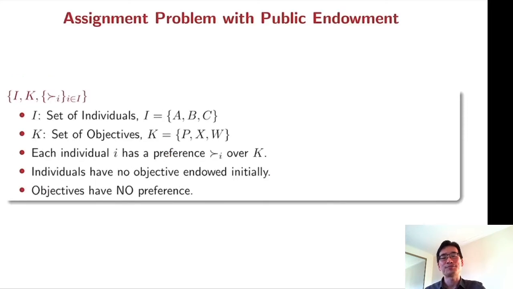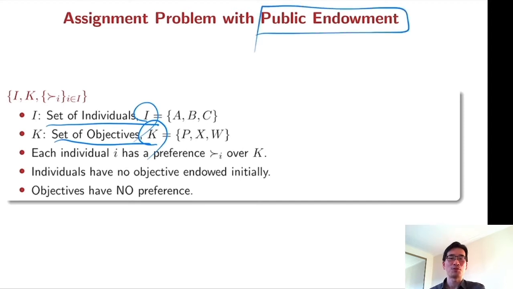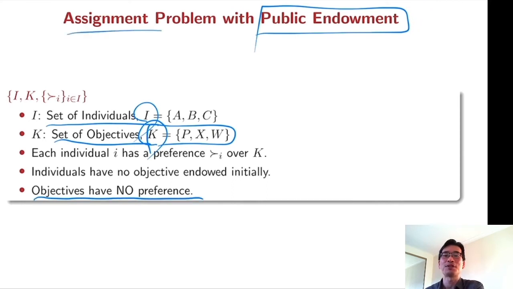So this is an assignment problem with public endowment. We have a set of individuals I and a set of objects K, and each individual has a preference over the objects, and the individuals have no object endowed initially. That's what we call the public endowment. Those objects are public before we assign them. And importantly, objects have no preferences. That's what we call an assignment problem. So an assignment problem is a special class of matching problem where one side has no preference over the other side.